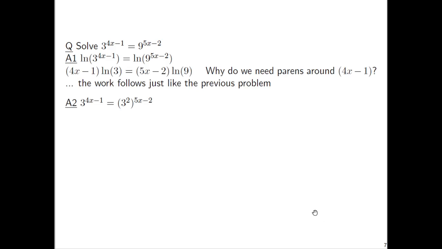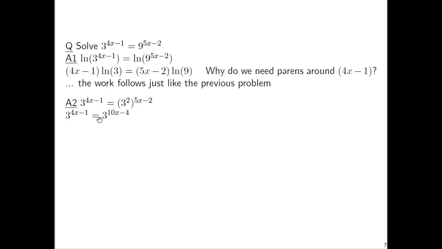Just much less writing is involved if you replace the 9 with 3 to the second. Then you can multiply the exponents using the exponent law that we had from way back when. So I went ahead and already distributed the 2. I could have written 2 times quantity 5x minus 2 as the exponent. I just went ahead and wrote 10x minus 4.